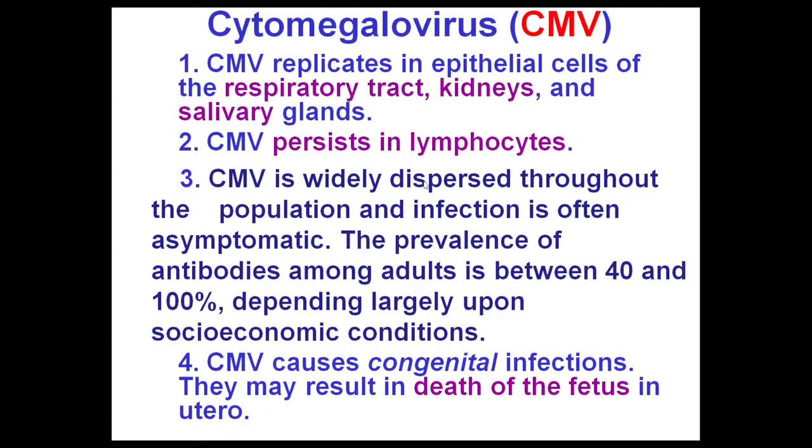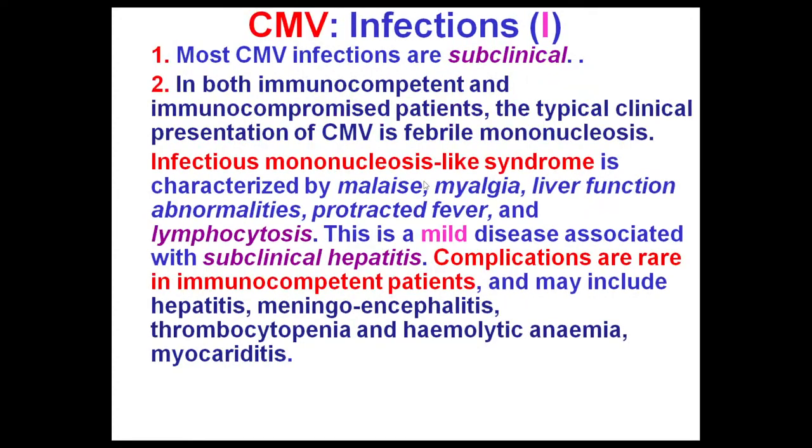And the prevalence of antibodies against this disease in adults is somewhere between 40 and 100%, depending upon the socio-economic conditions. But then, why do we bother so much about CMV? As we said, in adults it causes asymptomatic or very mild disease, but it is really dangerous for congenital infections, because the congenital infection may result in death of the fetus. That is really important.